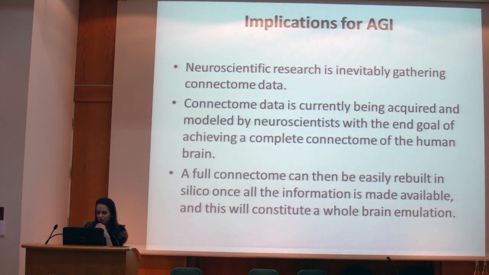Finally, the reason why I gave this talk. So the implications for AGI. Now, neuroscientific research is inevitably gathering connectome data. Everything that I've referred to before can be called connectome data. This data is currently being acquired and modeled by neuroscientists with the end goal of achieving a complete connectome. This end goal was never connected to AGI in particular. It is just something that is automatically coming out of neuroscience.